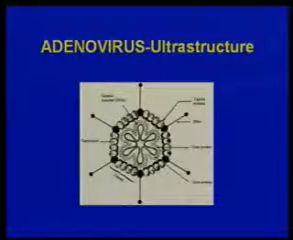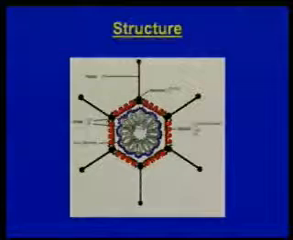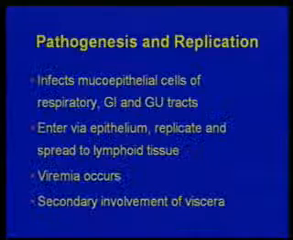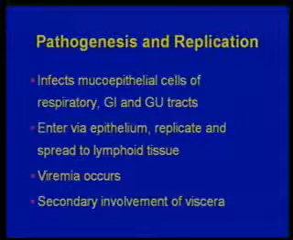Schematic again, the individual units on the capsid are called the capsomeres, the 252 of them, and then the vertex units are called the pentons. Hexons and pentons. Any questions so far?